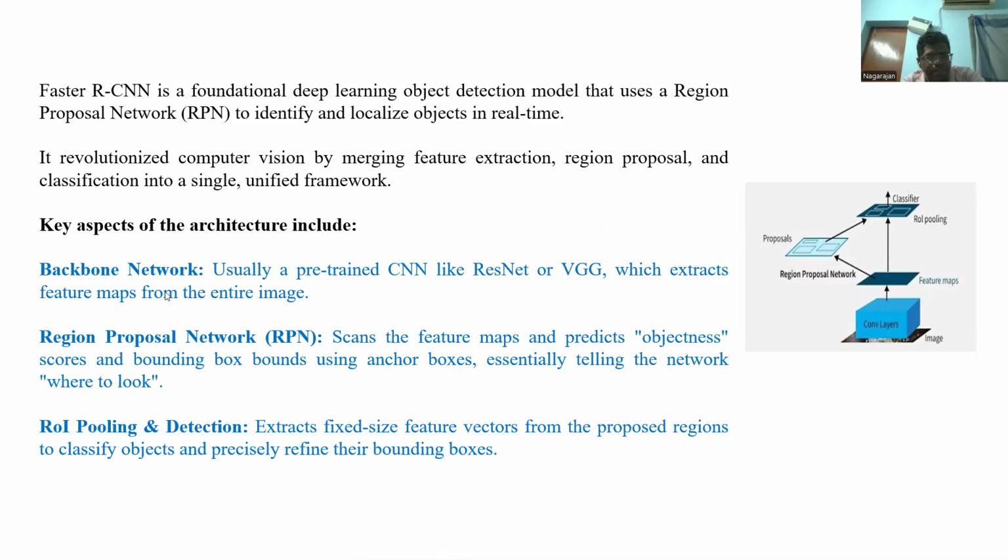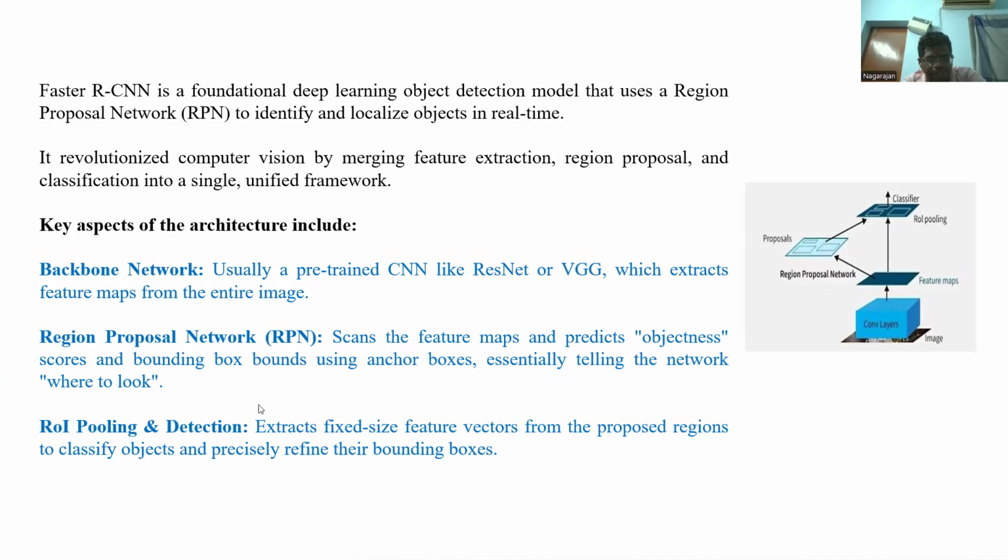Some of the key aspects of the architecture are the backbone network, the region proposal network, and ROI detection. We can use Faster RCNN along with a pre-trained model like VGG16 or ResNet or anything, moreover with transfer learning. The backbone network always follows a pre-trained CNN model like ResNet or VGG, as I told you, to extract feature maps from the entire image.